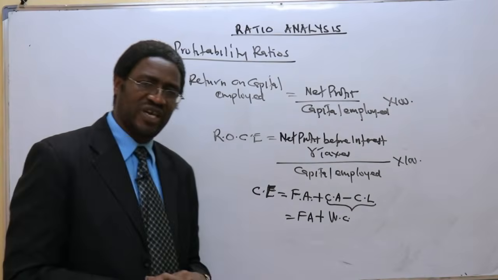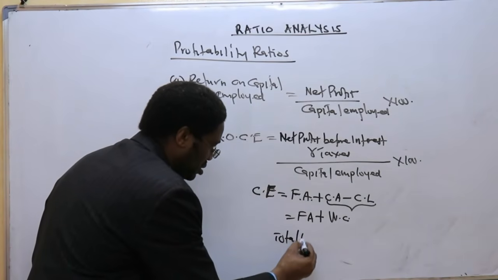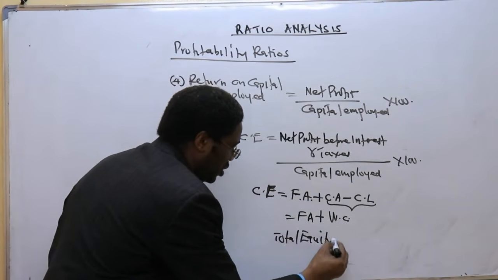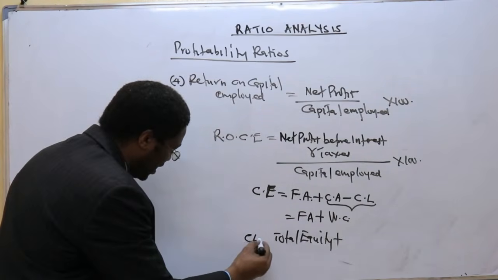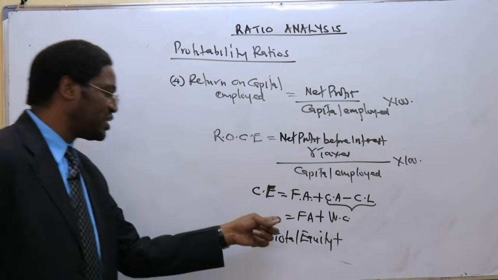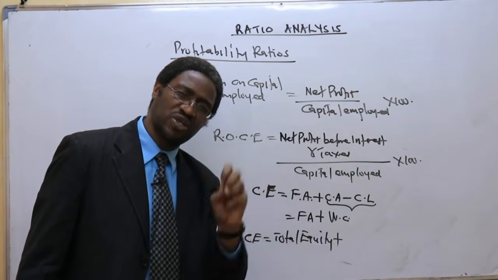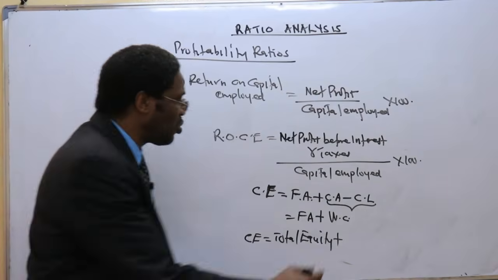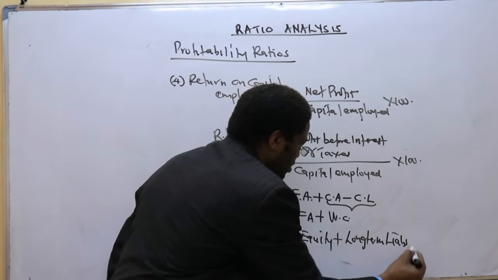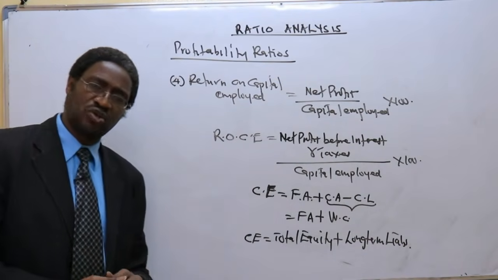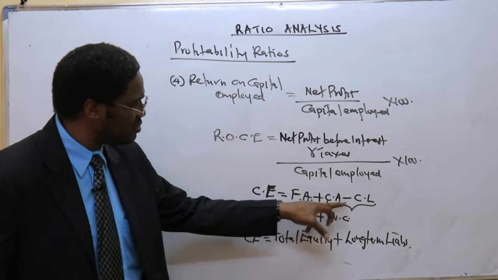You can also get the same capital employed by taking total equity of the company. You can still get capital employed by taking the total equity, that includes share capital, share premium, revaluation reserve, general reserve, all forms of equity. Then you add any long-term liabilities. This is just another way of getting the total equity. Why? Because this figure, we are getting fixed assets plus current assets minus current liabilities.